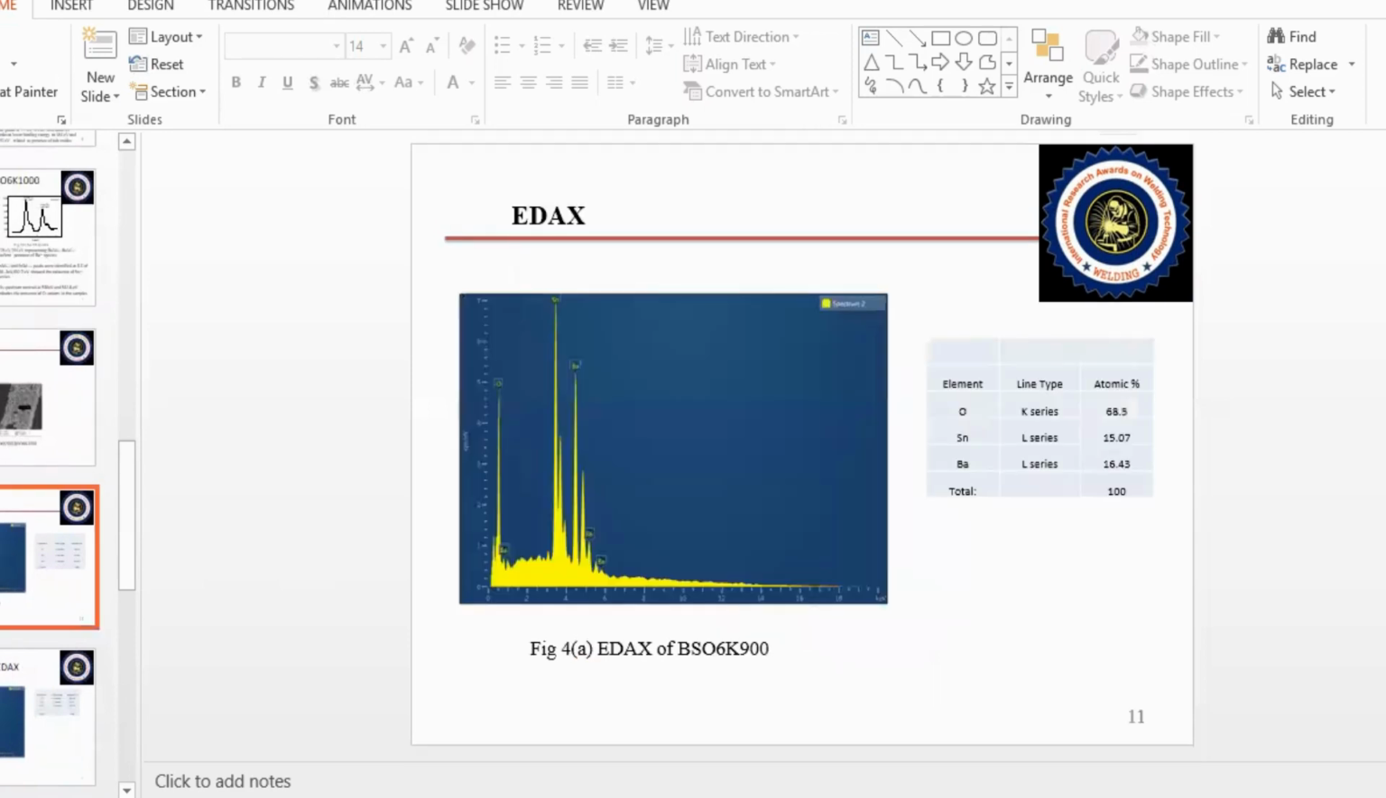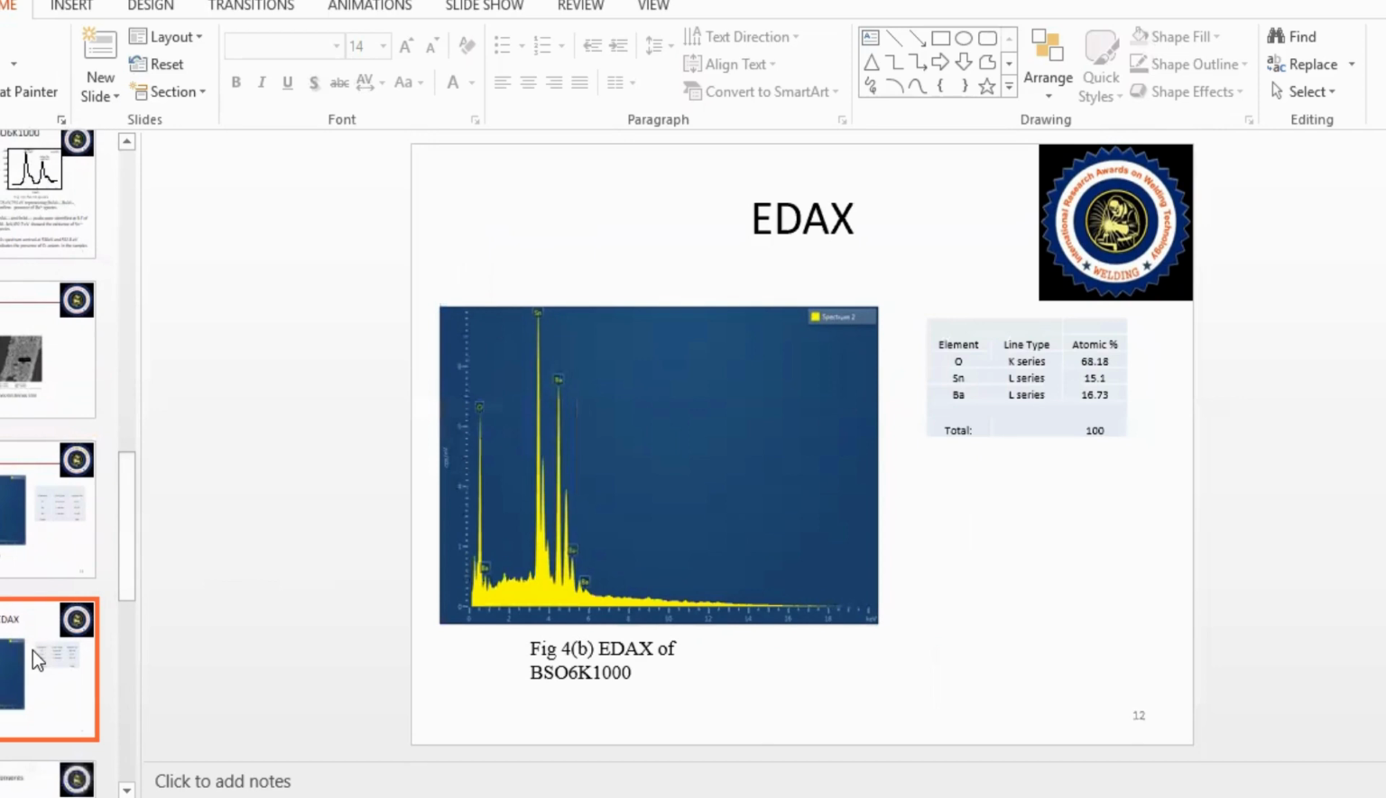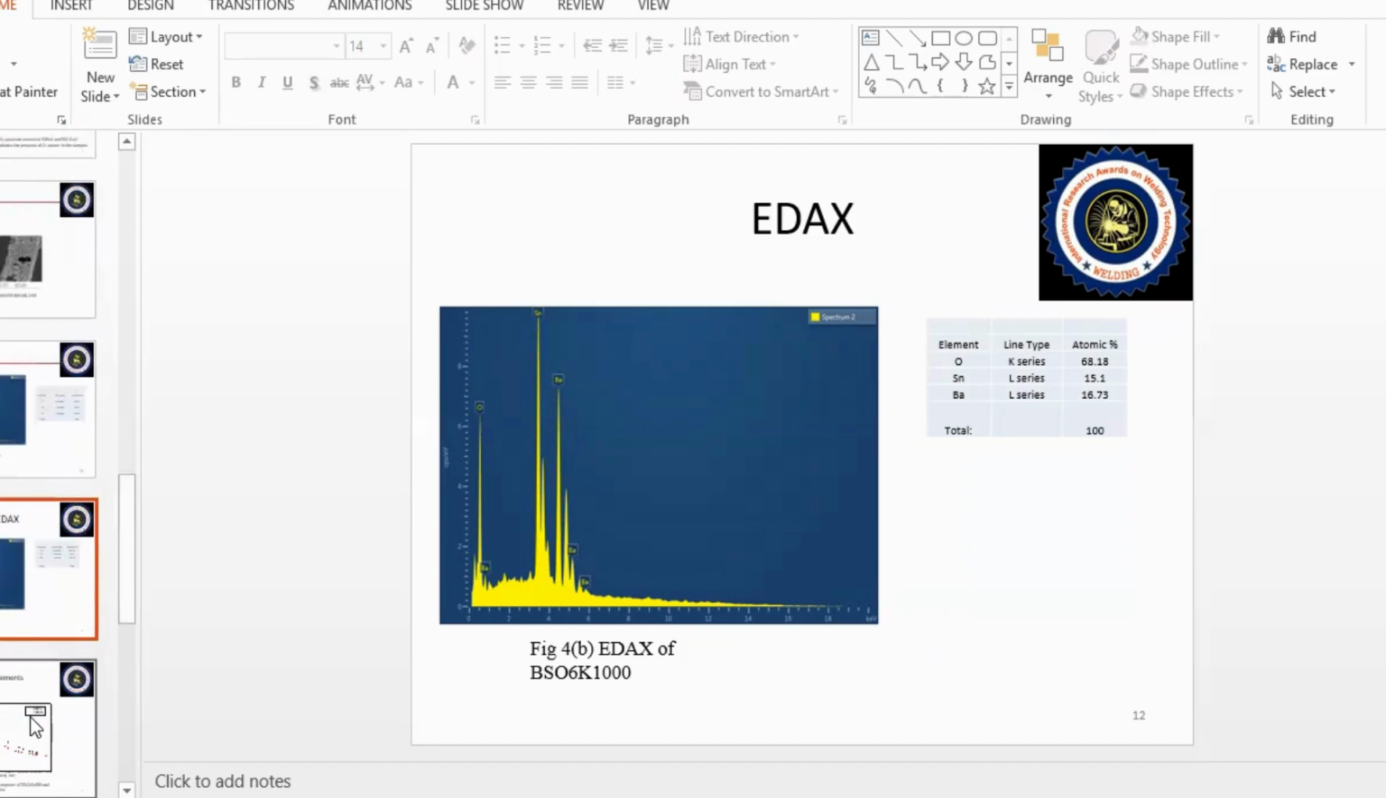BaSnO3 900. And the results of EDS analysis conducted on pellets are shown in the figure 4A and 4B. EDS analysis confirmed the elemental ratio of BaSnO3 900 and BaSnO3 1000 is close to 1:1:3, and the presence of all desired chemical elements in the samples. The analysis confirmed the stoichiometry and chemical homogeneity of the samples.